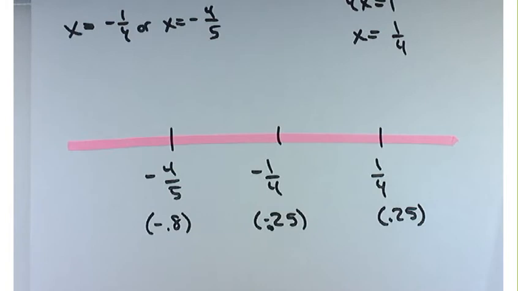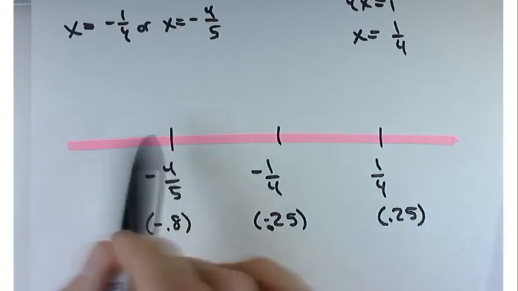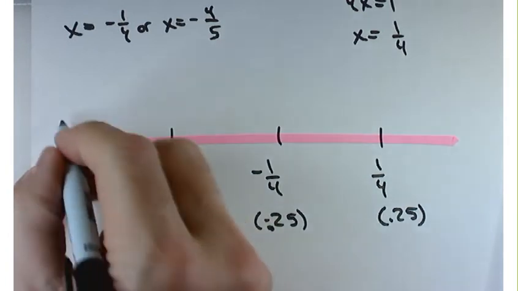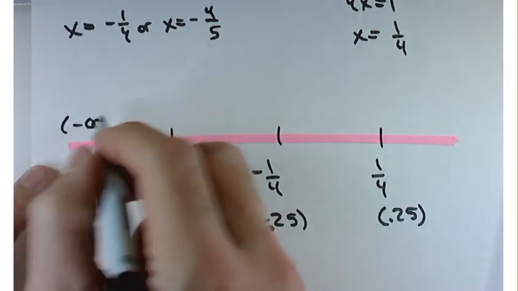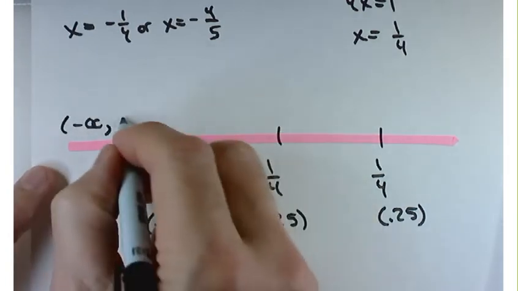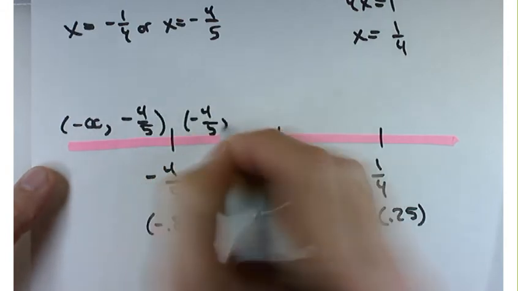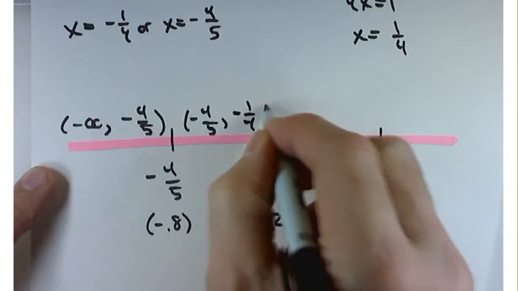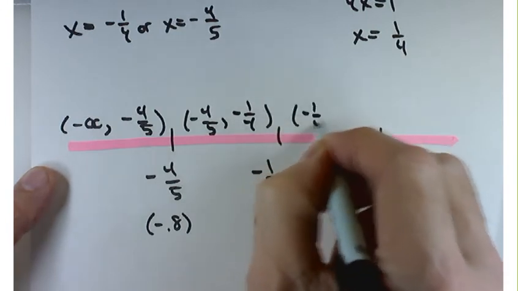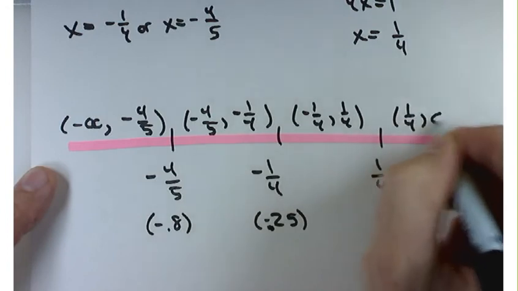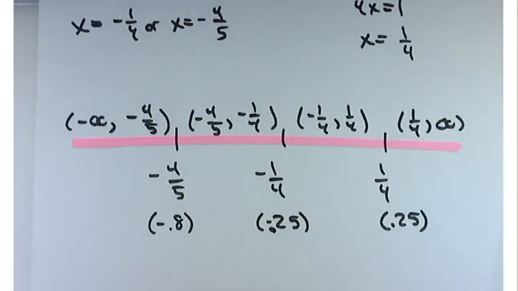Help me out here. What are the intervals? Negative infinity to negative 4/5. Awesome. Negative 4/5 to negative 1/4. Negative 1/4 to positive 1/4. And the last one is 1/4 to infinity. Thank you. You need to test points in each of these intervals.